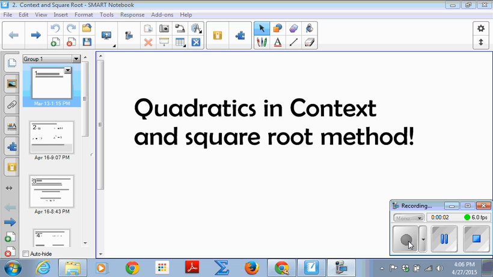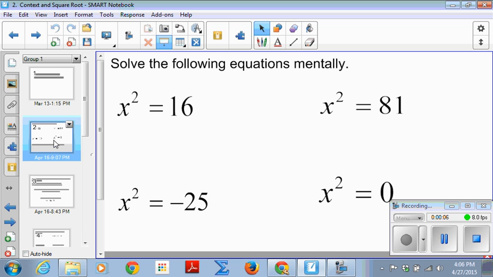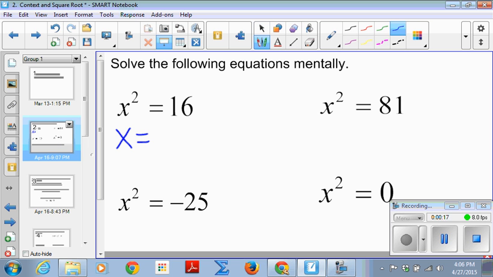Today's lesson is over quadratics in context and the square root method. So we're going to start with some basic square root knowledge. Mentally, we can figure out what x could equal in each scenario. Remember that x could either be a positive or a negative answer. So x here is either positive or negative 4. Notice that I'm using the positive and the negative symbol before the 4.